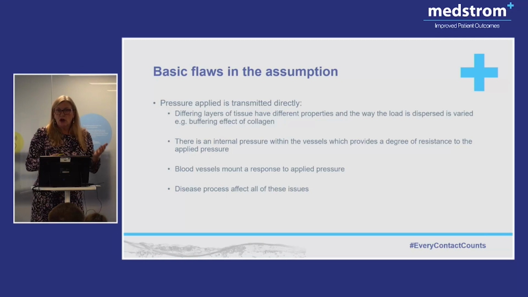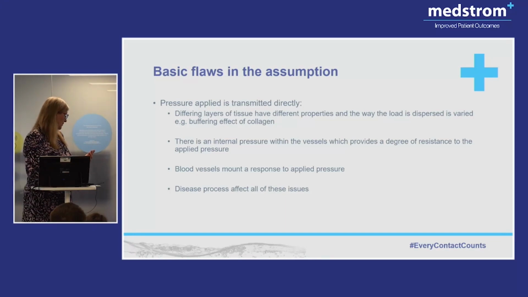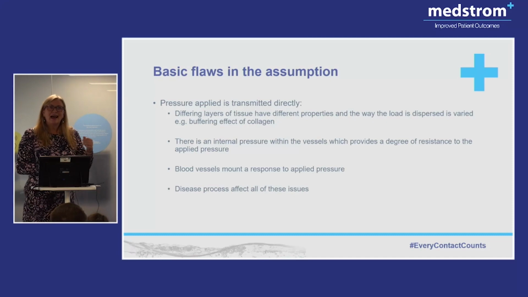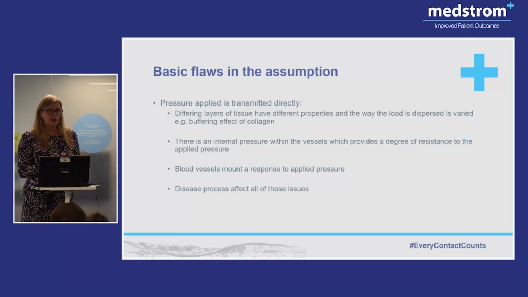So think about the difference between your arteries and your veins. Your arteries have a high internal pressure because your heart is pumping and they're elastic. So they're pushing outwards against that pressure pushing inwards. And they mount a response to that pressure, the inflammatory response that we know about, and it causes an increase of blood supply to the area. And disease processes affect all of these. So if somebody is hypertensive, they've got high blood pressure, pushing more through the arteries, there's more push outward, there's more resistance to pressure. But if they're hypotensive, lower pressure in the arteries, it's easier to compress them and collapse them.